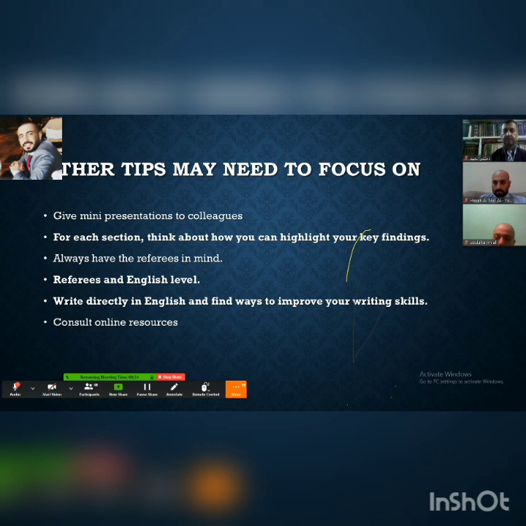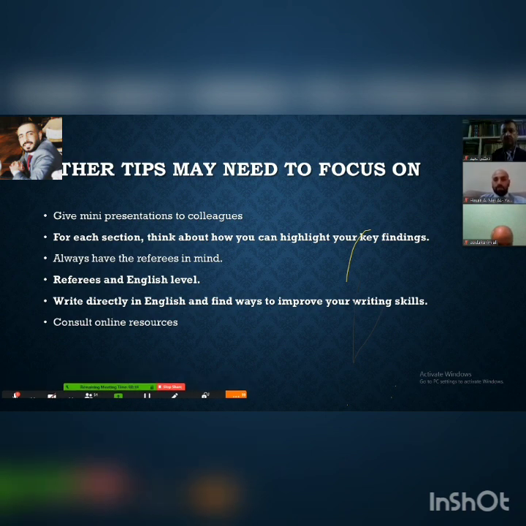For each section, think about how you can highlight your key findings. When you finish your research, each section, the introduction, someone should discuss it, the literature review, someone should discuss it, the methodology, someone should discuss it. You have to discuss them so that you know.